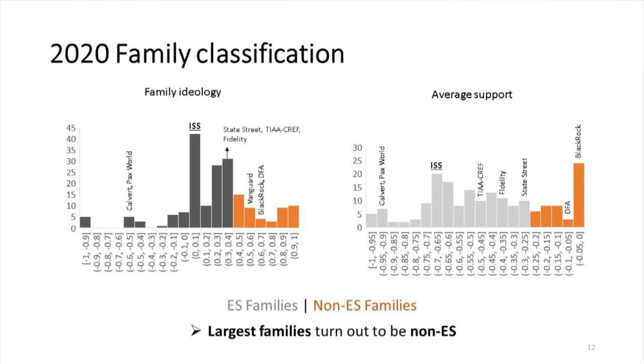So BlackRock was non-ES in 2012, it is non-ES in 2020. Because this one is easier to understand, basically in 2020, BlackRock supported less than 5% of ES proposals, even though they are making huge claims about sustainability and so on. And on the other side of the spectrum, we have Calvert or Pax World, which are traditionally ES families. Now, ISS is more or less in the middle, so it is not random that we have the largest bar in here. It's because many families just vote consistent with ISS. And in terms of average support, they support about 65% of ES proposals.